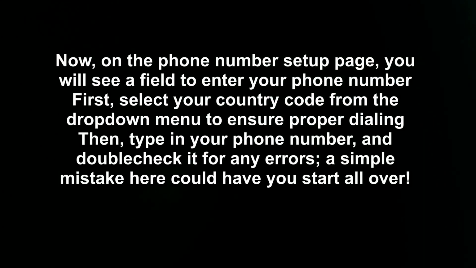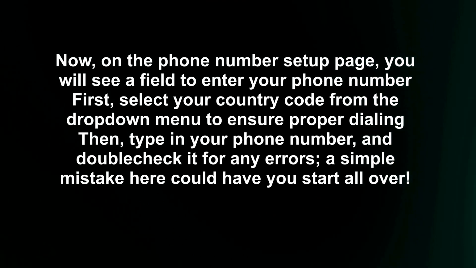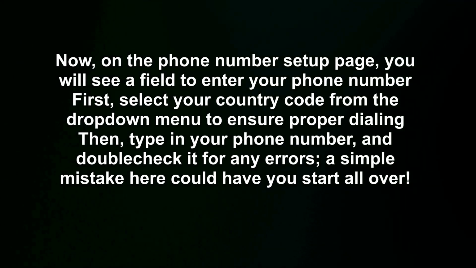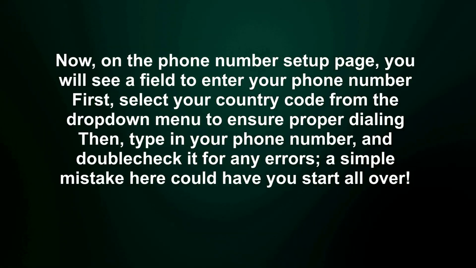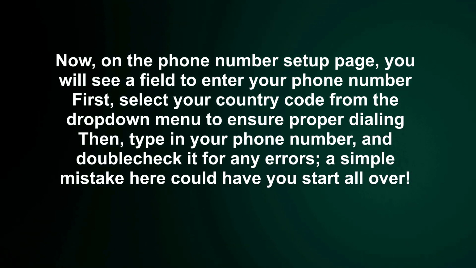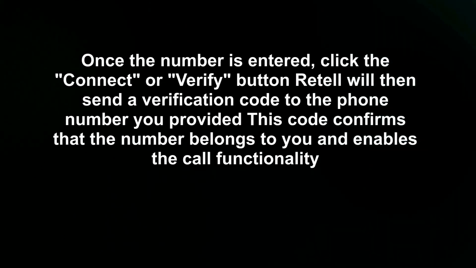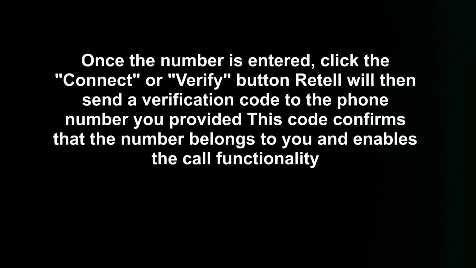Now, on the phone number setup page, you will see a field to enter your phone number. First, select your country code from the drop-down menu to ensure proper dialing, then type in your phone number and double-check it for any errors. A simple mistake here could have you start all over. Once the number is entered, click the Connect or Verify button.